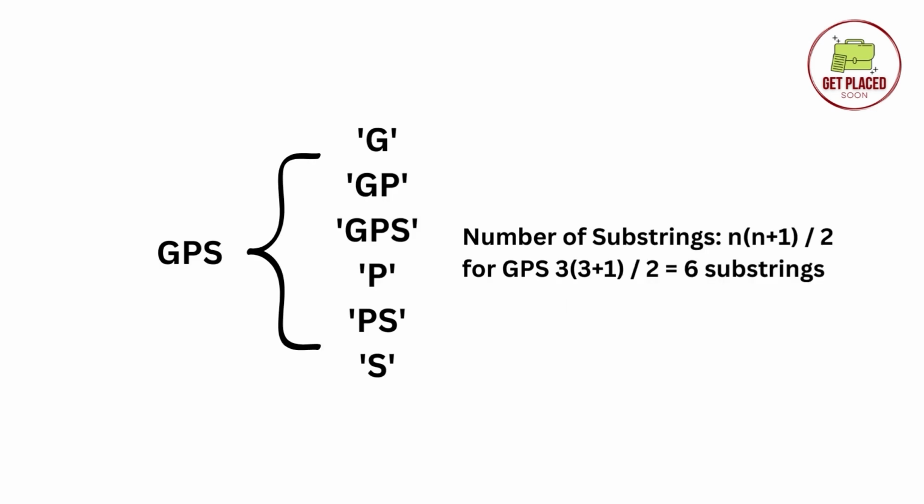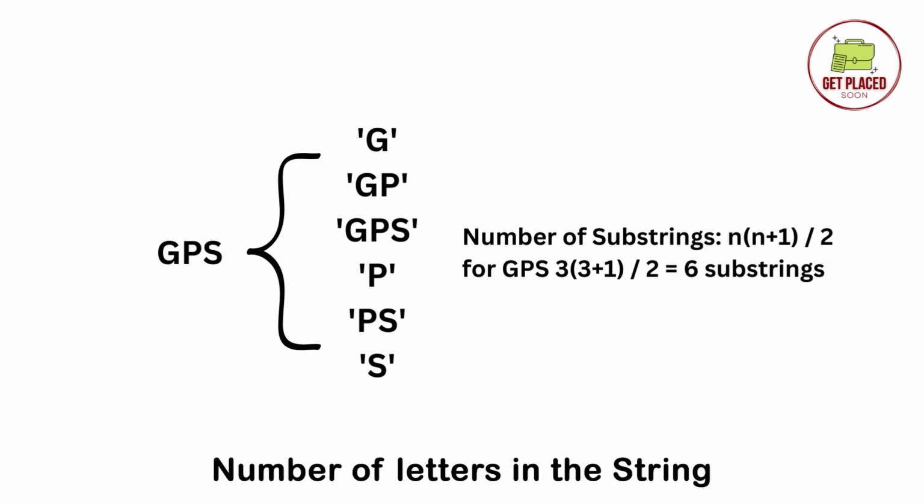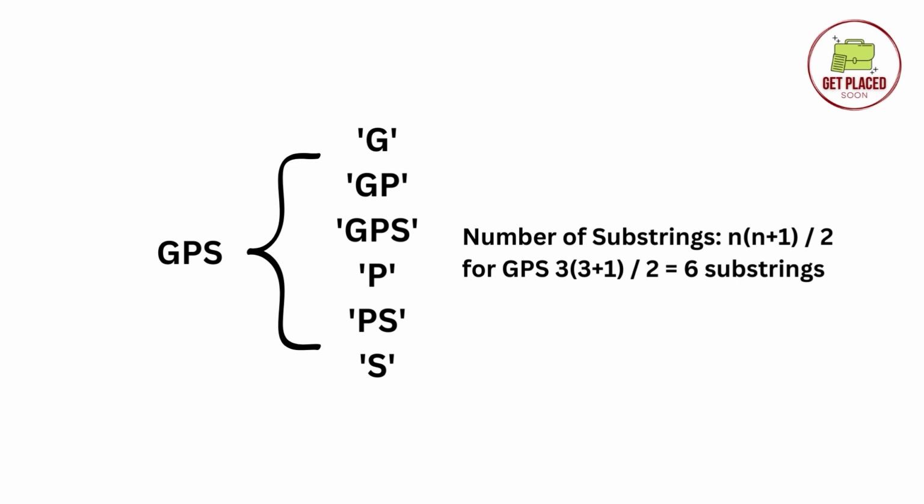How to calculate the number of substrings? How to know that we have written all the substrings? To calculate the number of substrings, we have a formula, that is n into n plus 1 by 2, where n stands for the number of letters in the string. So GPS consists of three letters.